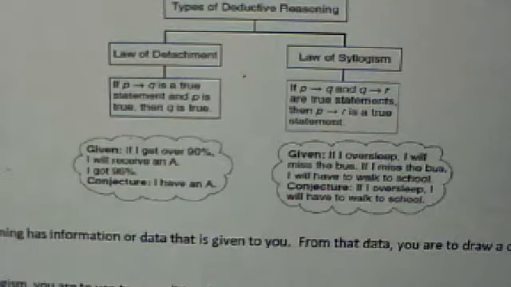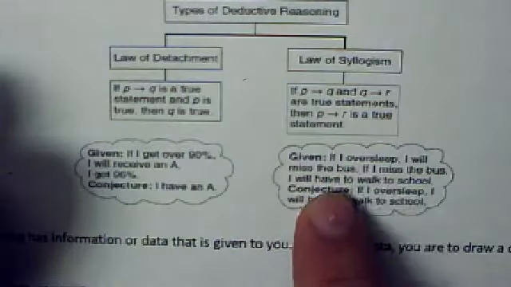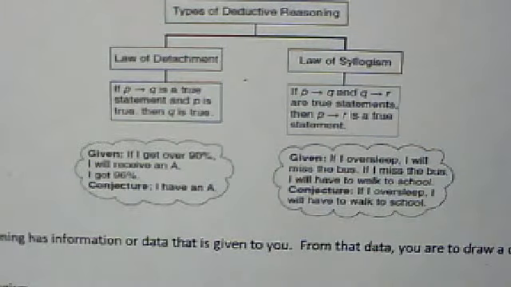On the other side, you have the law of syllogism. The law of syllogism actually uses two conditional statements and then connects the beginning of the first conditional statement, the hypothesis of the first one, to the conclusion of the second one. So in this example, it says, if I oversleep, I will miss the bus. If I miss the bus, I will have to walk to school. The conjecture is a combination of the first hypothesis with the last conclusion. If I oversleep, I will have to walk to school. So the law of syllogism uses two conditional statements and then comes up with a final conjecture.